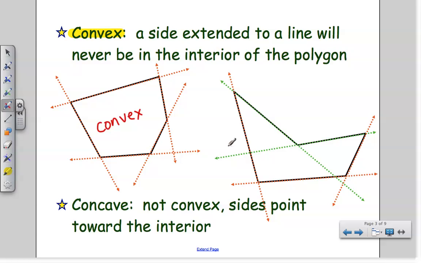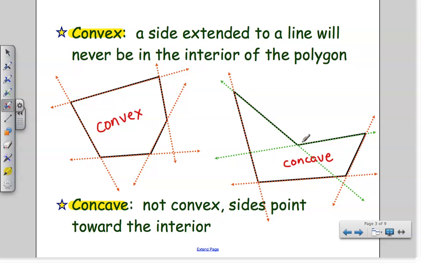And that's what makes this one convex, because none of those dotted lines ever broke the bounds of the plane figure. But here, when I extend this line, oh no, it's going into the interior, or if I extend this line, it's going into the interior. That makes this figure concave. Because of the fact that these two kind of broke the rule, by extending those sides, we entered the interior of the polygon.